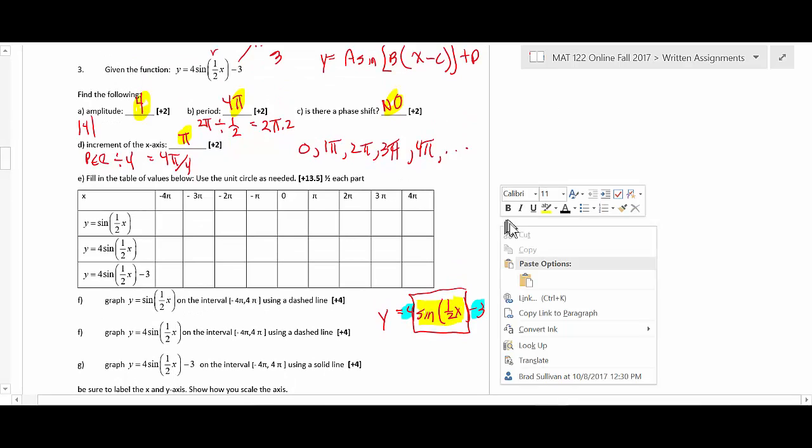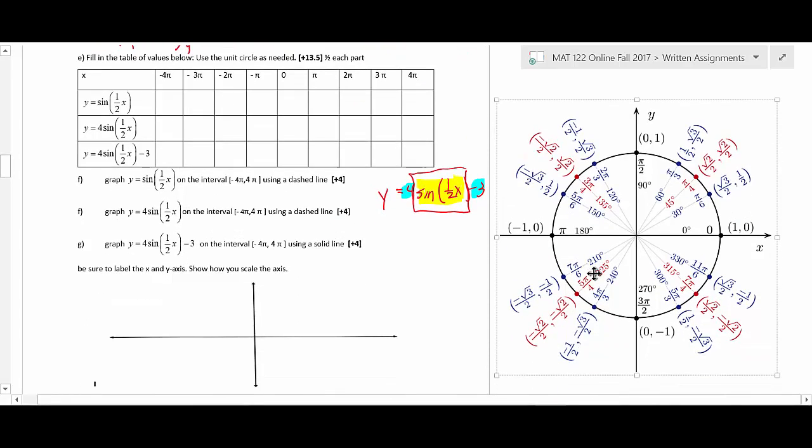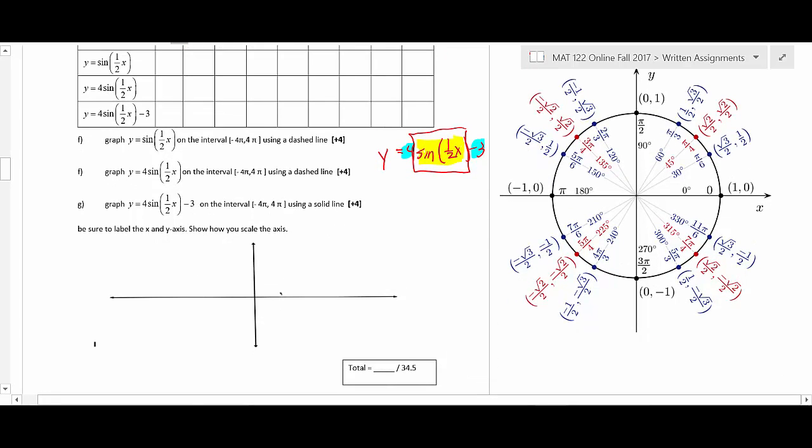Okay, so what I'm going to do is get my unit circle up here. And what we're going to do is this. When we go down and get our graph set up, our increment is going by pi. So we're going to go pi, 2 pi, 3 pi, 4 pi. And then we're going to do the negatives. Negative pi, negative 2 pi, negative 3 pi, and then negative 4 pi like that.